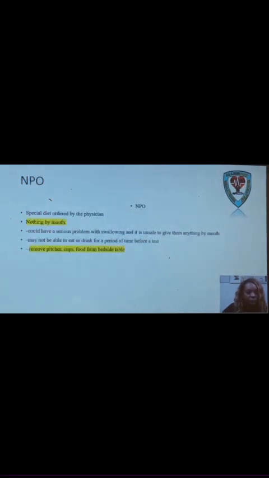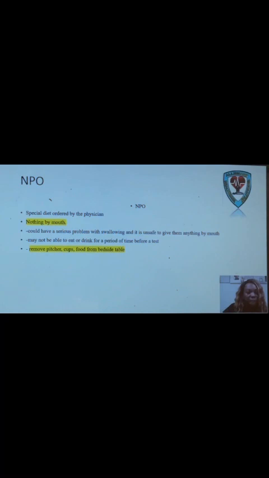NPO is a special diet ordered by the physician. It means nothing by mouth. This person could have a serious problem with swallowing, and it is unsafe to give them anything by mouth. So this diet is put in place. This person could be going to surgery, or they may need to fast before having a certain test. These are other reasons why a diet that states that the person can have nothing by mouth could be ordered.